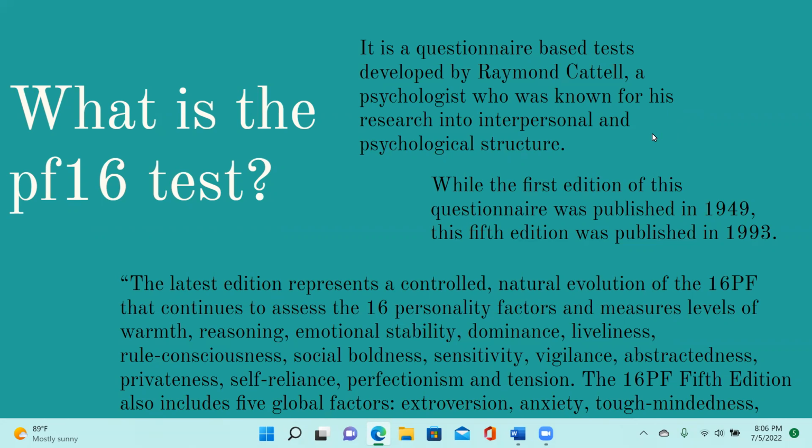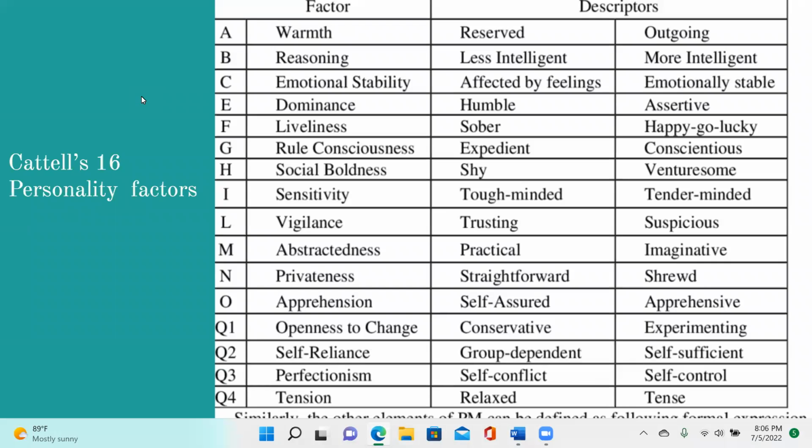It came from his in-depth understanding of personality. He and his colleagues divided up over hundreds of different observational personality traits, and out of all the different personality traits that they came across, they narrowed it all the way down to only 16 personalities, which are here.